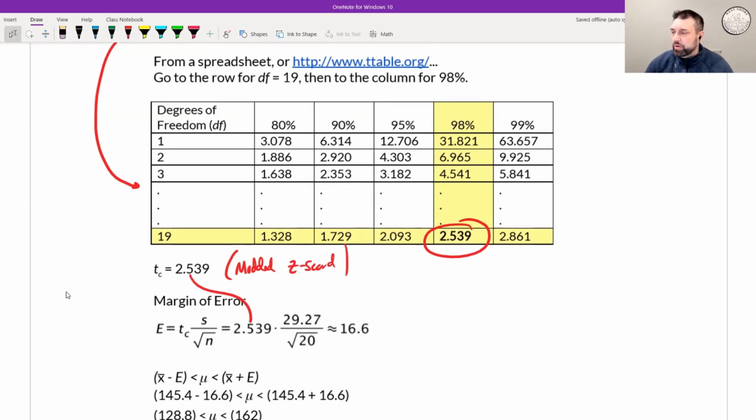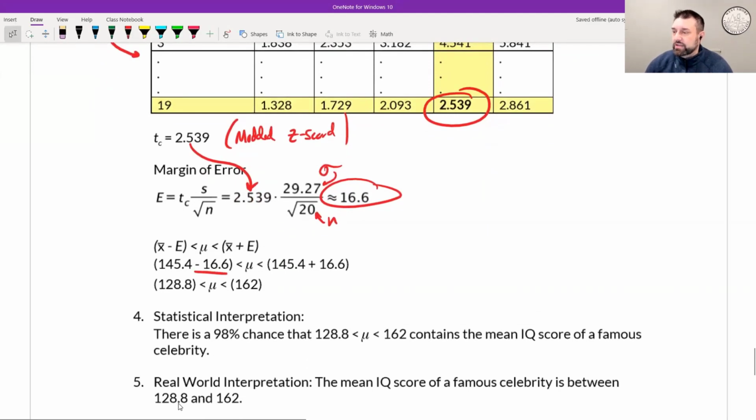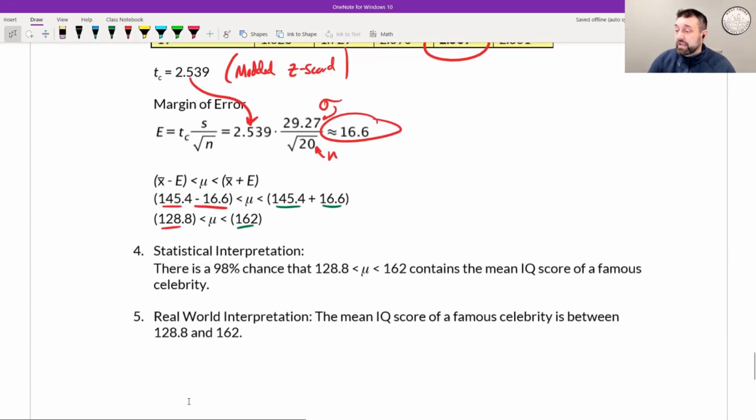We take that t-score, we plug it in here. This is our standard deviation. This is the count, and we get a margin of error of 16.6. We take that 16.6, we subtract it from our mean to get our lower bound, and we add it to our mean to get our upper bound. And that is our interval. So now we could say that we are 98% confident that the IQ for all celebrities is between 128 and 162. That's our confidence interval.